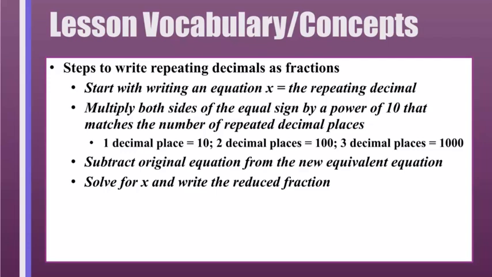We're going to start with writing an equation, x equaling whatever the repeating decimal is. And then we're going to multiply both sides of the equal sign by a power of 10 so that it matches the number of repeated decimal places in the repeating decimal. So if one decimal place is being repeated, it would be multiplied by 10. If two decimal places are being repeated, you multiply by 100. Three decimal places, that would be multiplying by 1,000 and so forth. After you do that, you're going to subtract the original equation from the new equivalent equation that we just wrote. And then we're going to solve for x and write the reduced fraction.